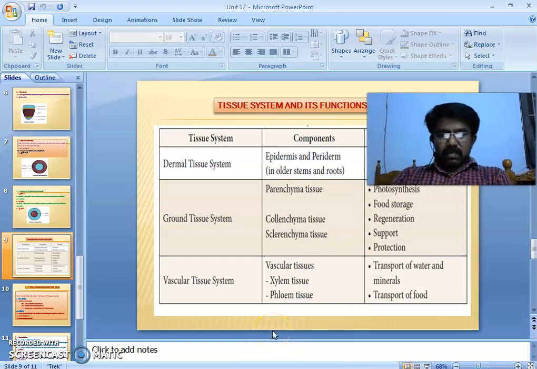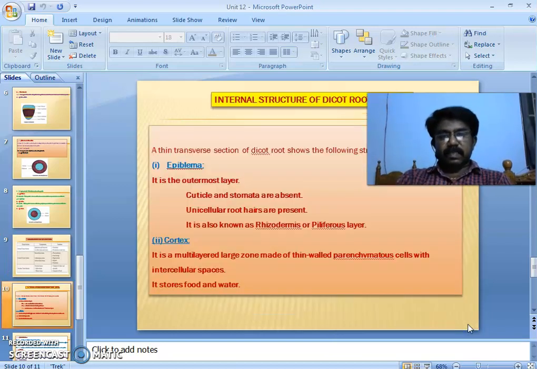Then vascular tissue system. Vascular tissues: the first one is xylem tissue, the second one is phloem tissue. Transport of water and minerals is the main function of xylem. The phloem tissue's main function is transport of food.